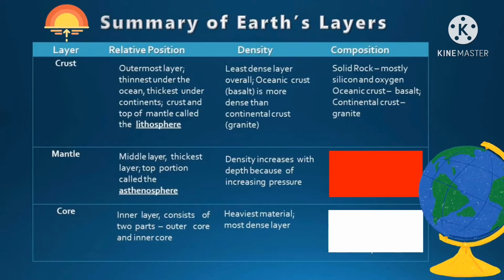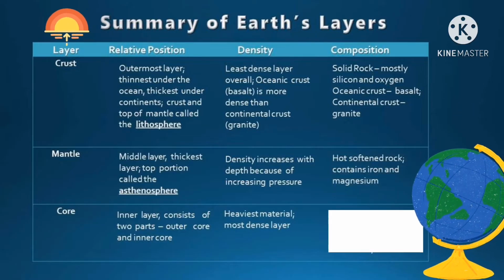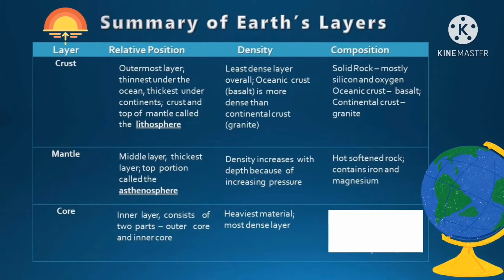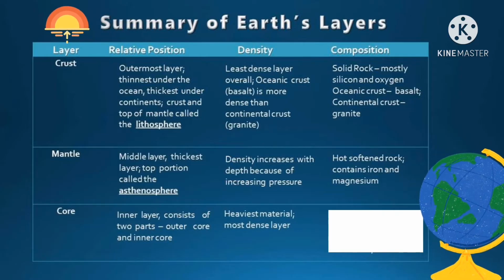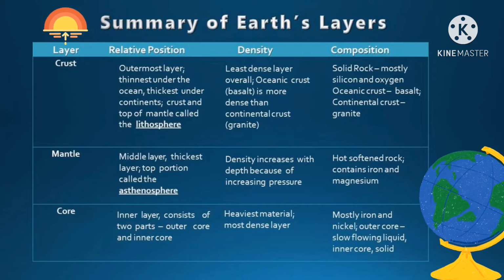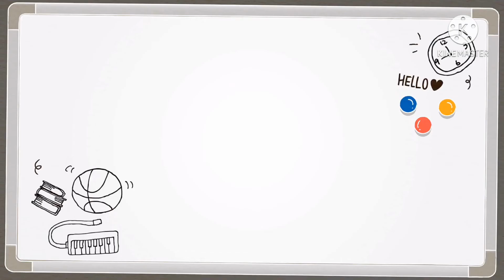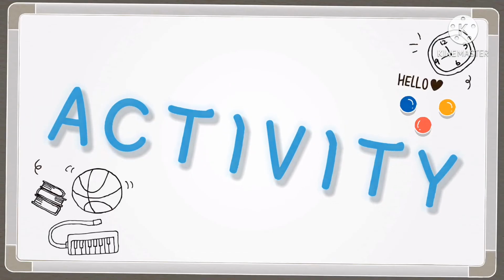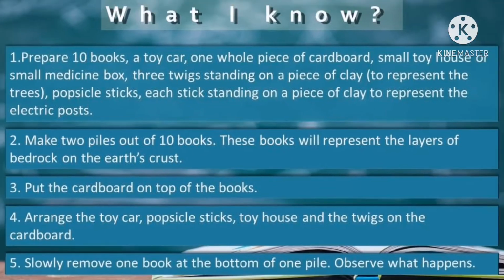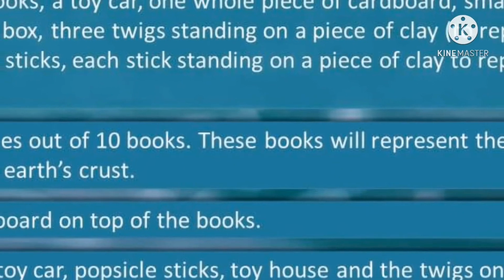How about the composition of mantle? Hot softened rock, contains iron and magnesium. How about the core? Mostly iron and nickel. Outer core, slow flowing liquid. Inner core, solid. We are going to perform an activity. Here are the materials to be used. And here is the procedure.